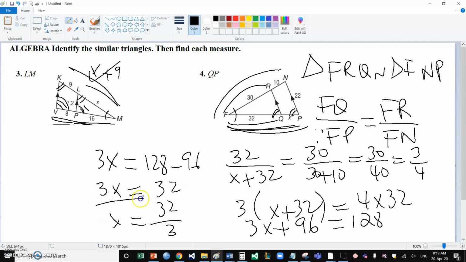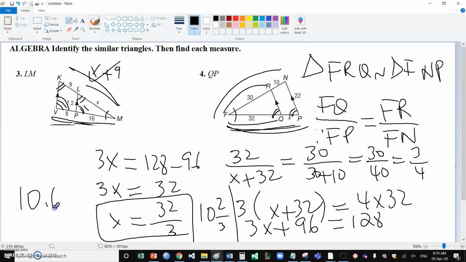You can leave it like this as a fraction, or you can simplify it to 10 and 2 over 3 or 10.67, whatever. I would leave it just like this unless specified in the question.